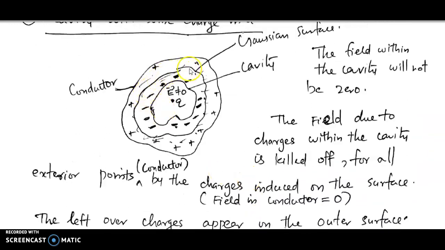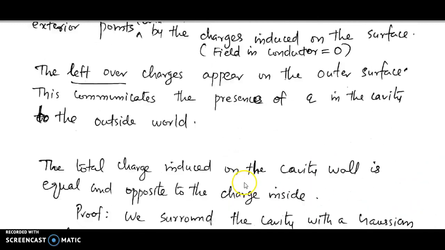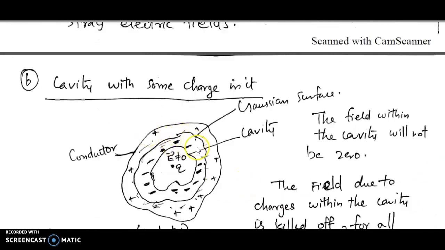So what is q enclosed? The total charge enclosed by this Gaussian surface is the charge q plus the induced charge. And q plus the induced charge is equal to the enclosed charge, and this is equal to 0. So q induced is equal to minus q. So here the charge induced is minus q.